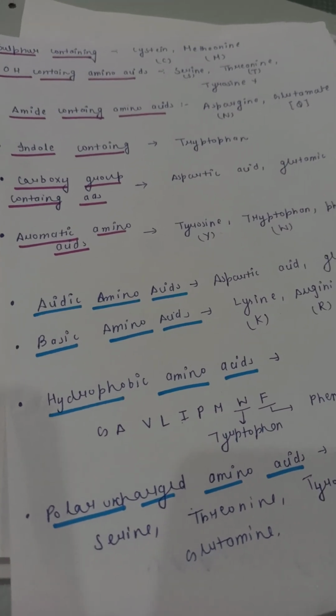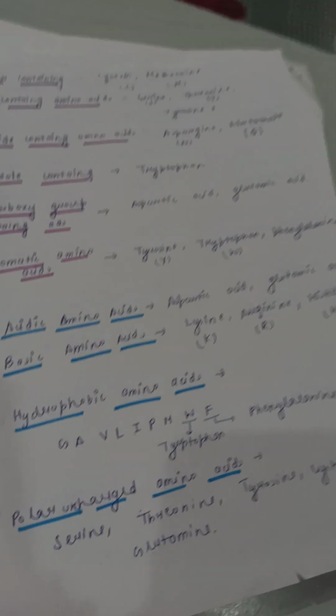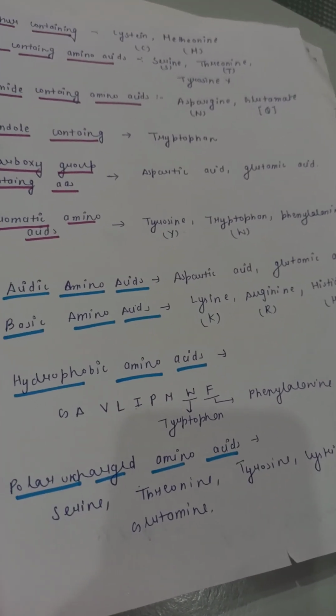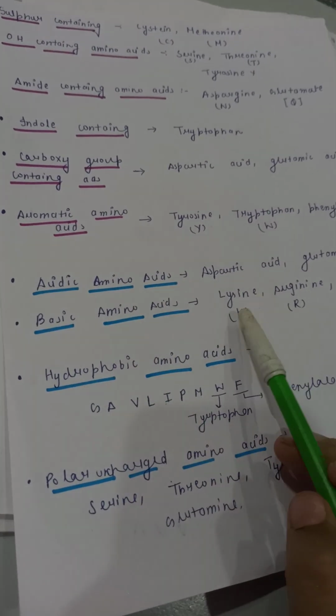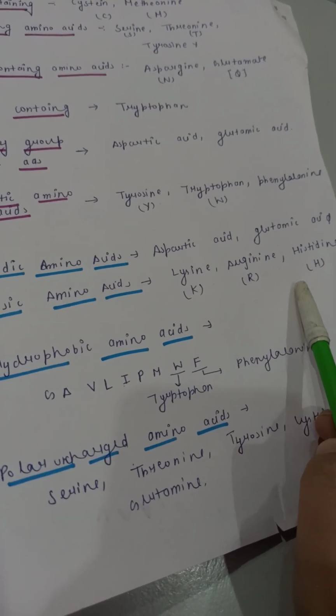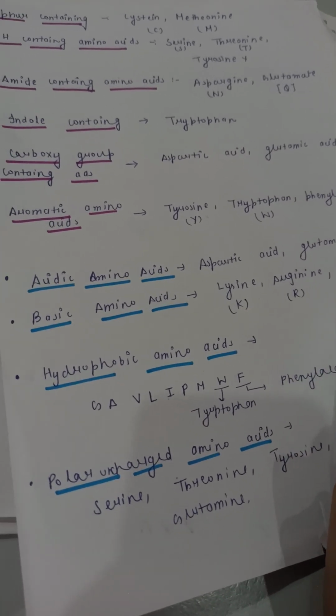Then we have acidic amino acids. Examples of acidic amino acids are aspartic acid and glutamic acid. Basic amino acids, the examples are lysine, arginine, and histidine. That is KRH: lysine, arginine, and histidine.